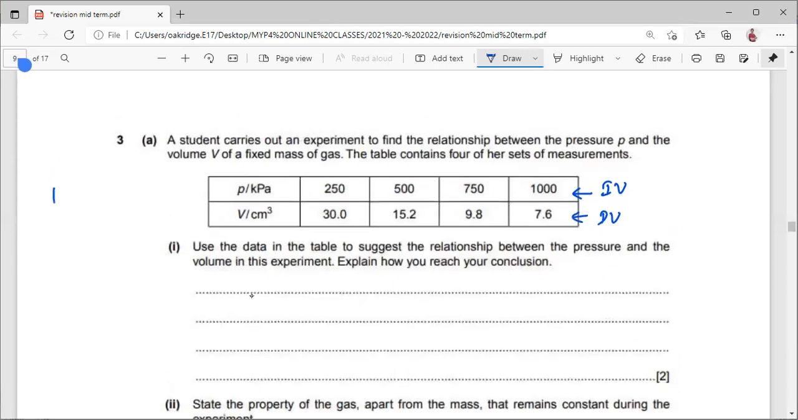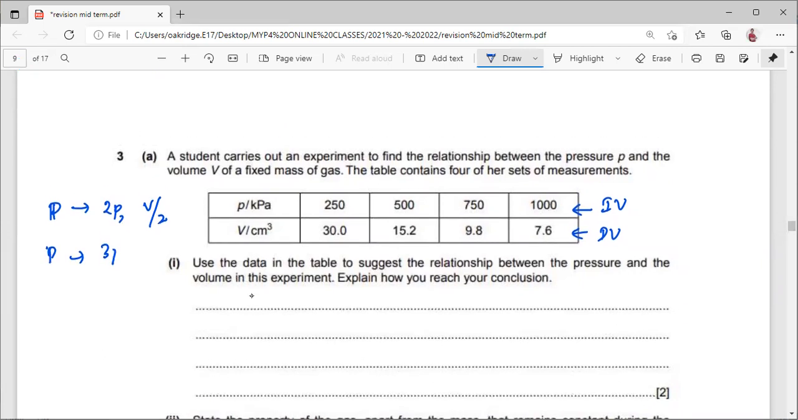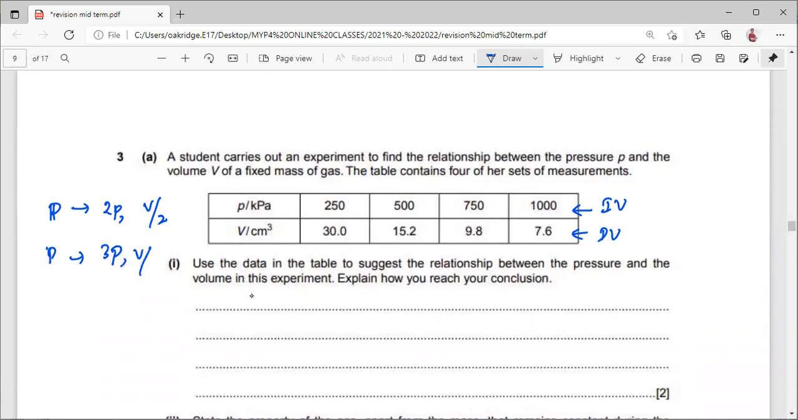So when pressure is made thrice, I'll write it down here. When pressure was made 2P, volume became V by 2. When pressure was made 3P, volume became V by 3, right? And if you look at this one here, pressure becomes 250 multiplied by 4, 4P. Then volume became 30 divided by 4, which is around 7.5.